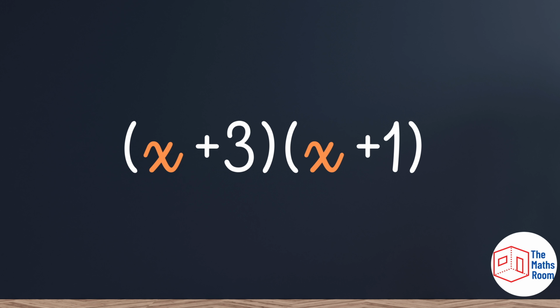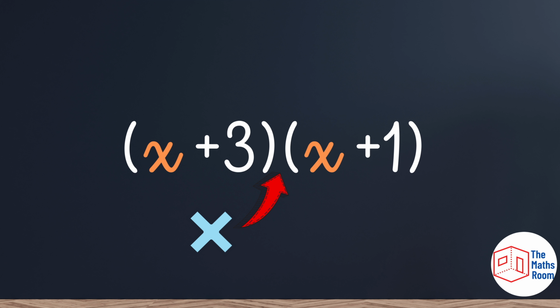When expanding double brackets, our goal is to remove them. It's important to remember that in algebra, although we don't show the times, there is actually a multiplication in between those two brackets. So we need to multiply everything in the first bracket by everything in the second bracket to remove all brackets.